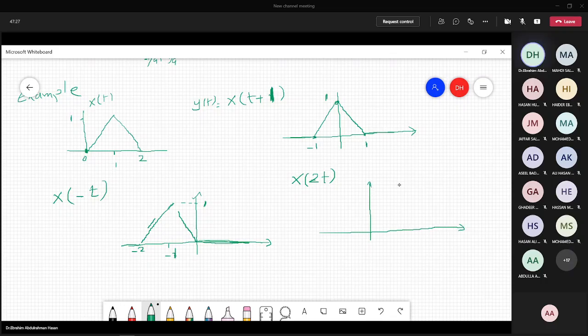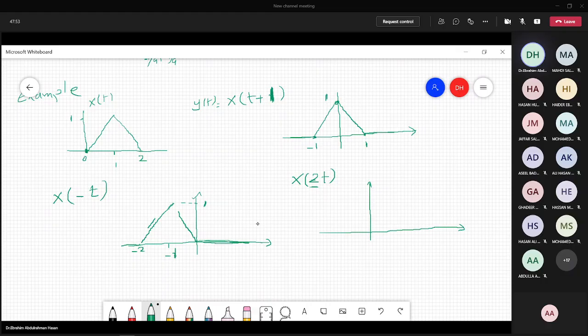This is y equal to x of 2t. This is my x of t. So here too, we say that it's going either to shrink or expand. Since this is less than 1, greater than 1, then it's going to shrink. So it becomes like this.